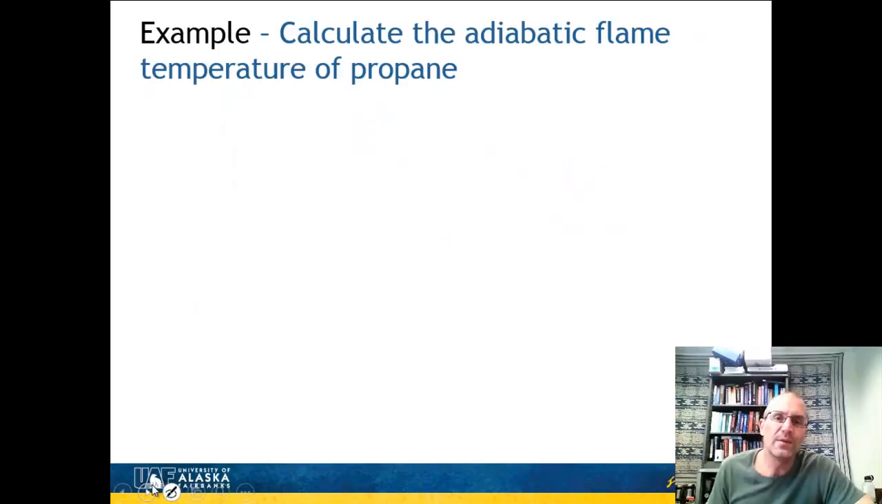So let's look at it. Let's calculate what the adiabatic flame temperature is of propane. And what I'm going to do is move to EES and show you another way to solve these problems. It makes solving for the adiabatic flame temperature a lot easier.